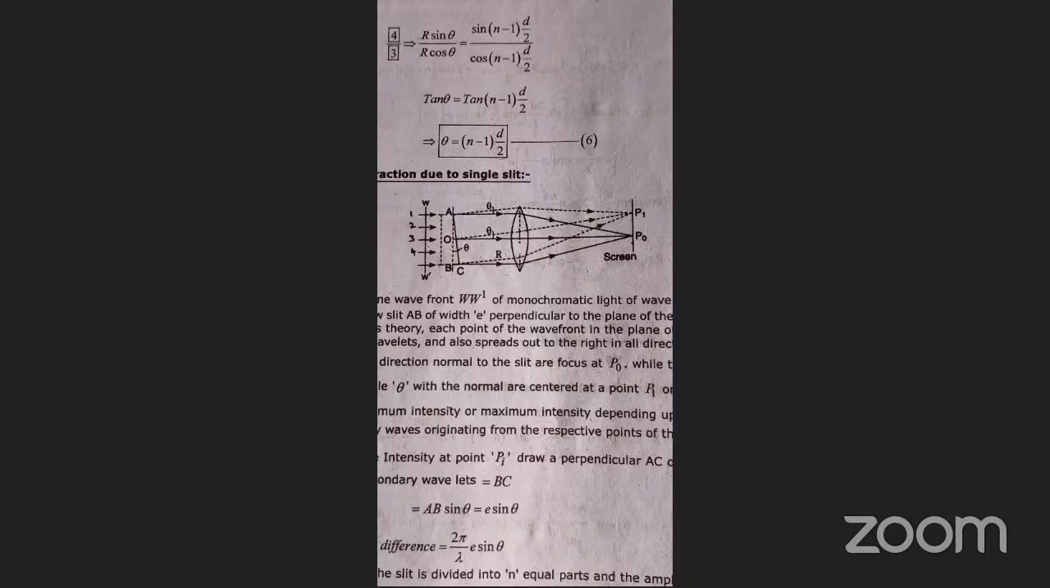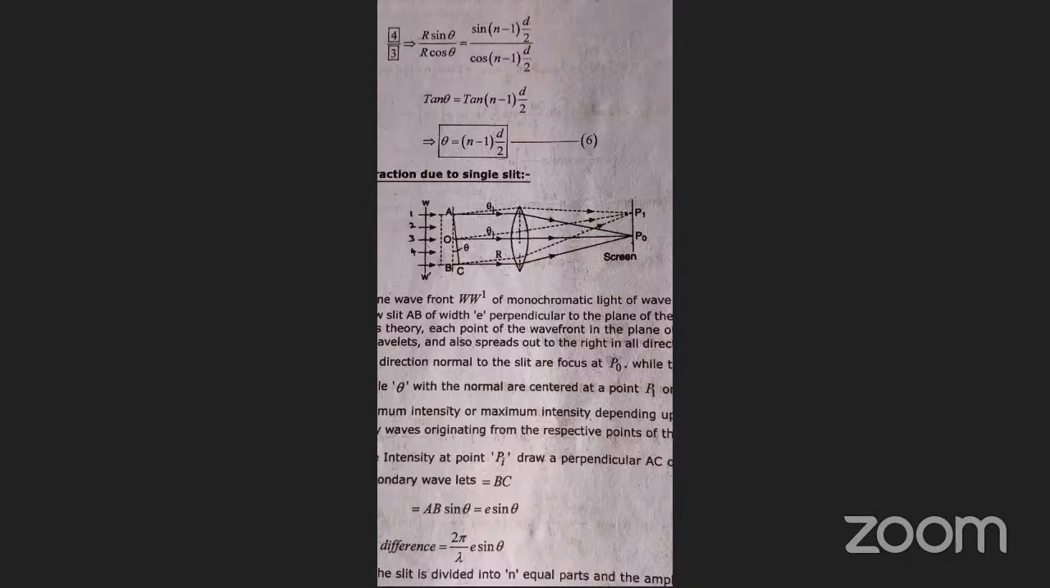Only BC. The first one is the slit AB, and from that it is moving. What is the difference between the first wave and the second wave? Just BC. From the triangle, sin theta is equal to opposite side by hypotenuse. Using that formula, here it is AB sin theta. What is AB? The slit width e. Therefore, instead of AB, we substitute e sin theta.